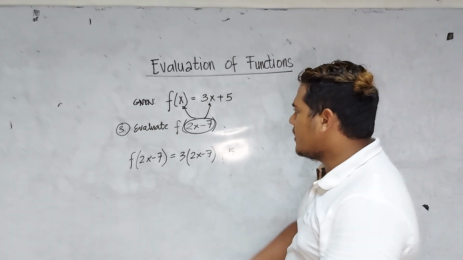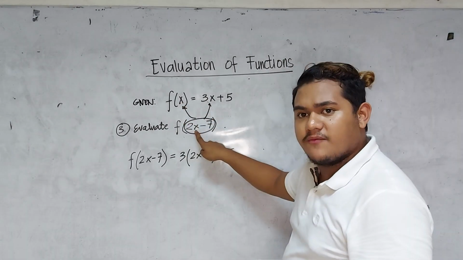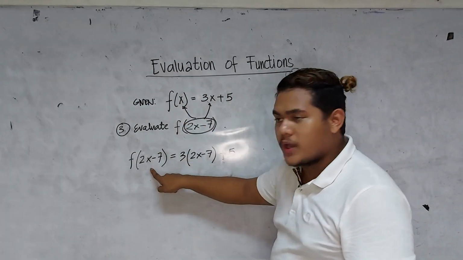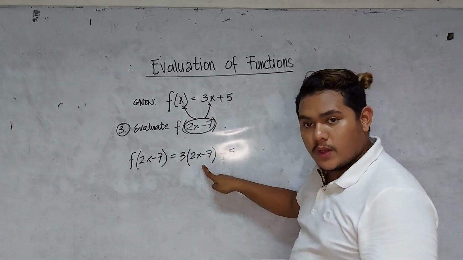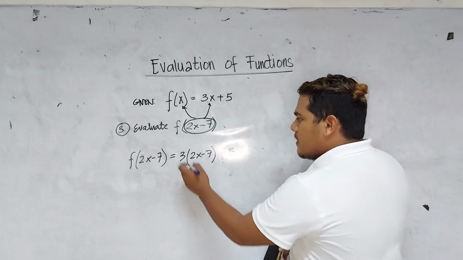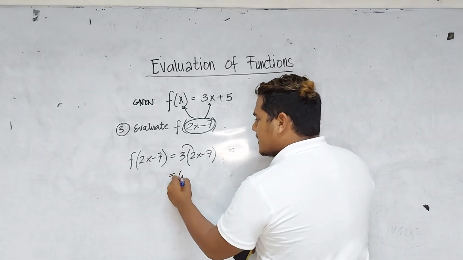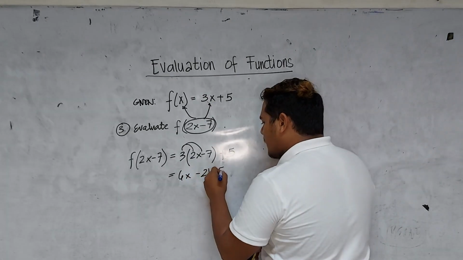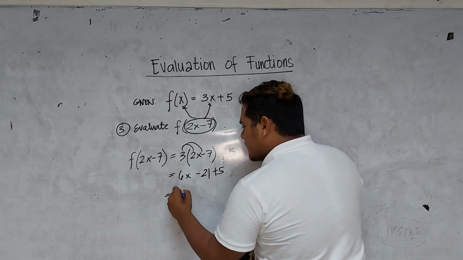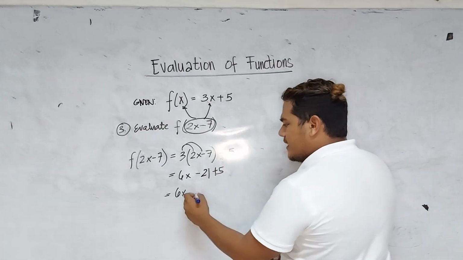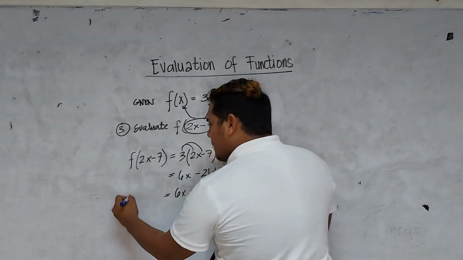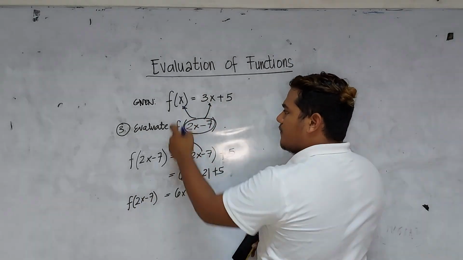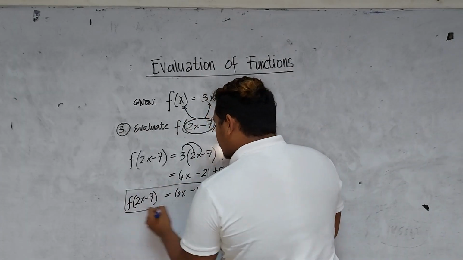Here, the x is replaced by this value. So x became 2x minus 7. What do you do next? 3 times 2x, 6x. 3 times negative 7, negative 21, plus 5. Continue. 6x, combine like terms. Negative 21 plus 5 is negative 16. Therefore, f of 2x minus 7 in this given function is equal to 6x minus 16.